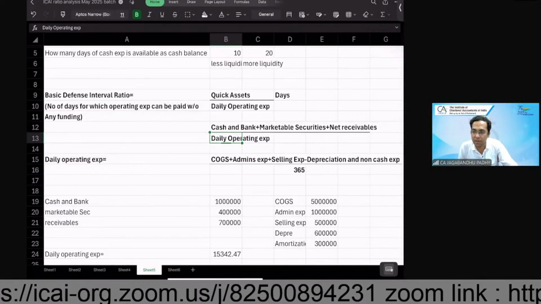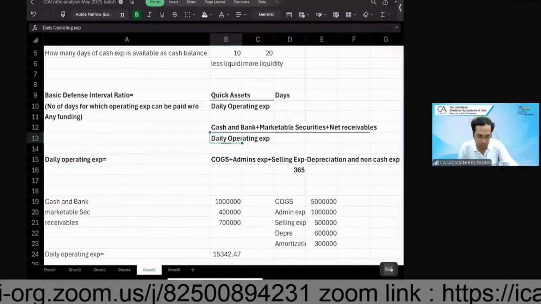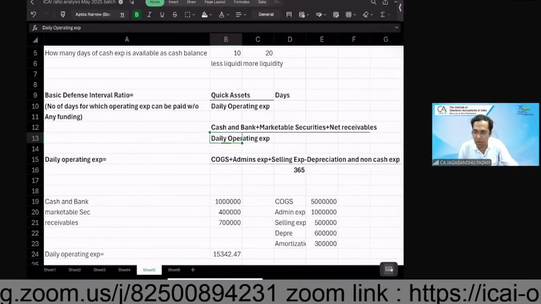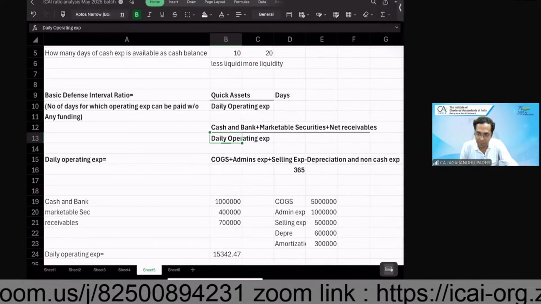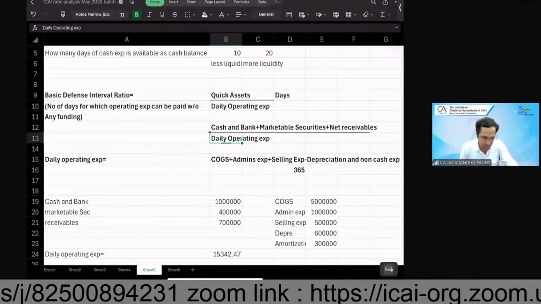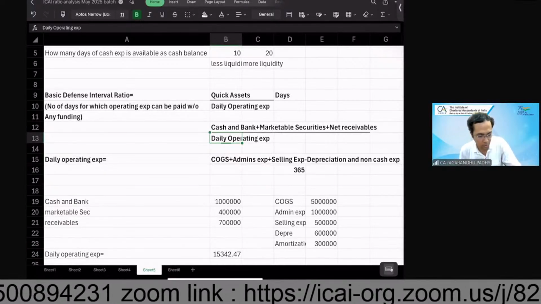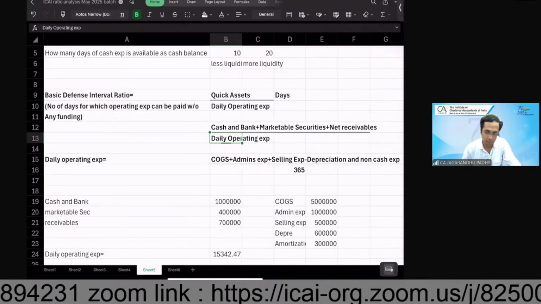Sir, what is the ideal ratio of the absolute liquid ratio? Ideal ratio is 1. For quick and absolute, for both? Yes, we should have at least a ratio of 1, because even if you have 1, you will be able to honor all your current liabilities. Okay, sir.